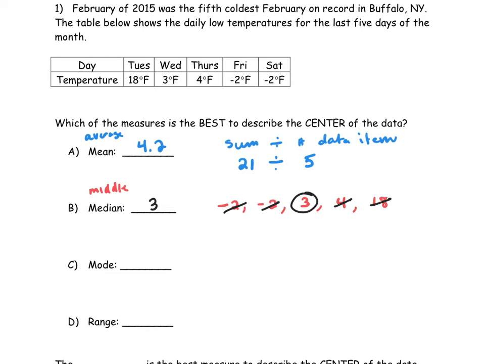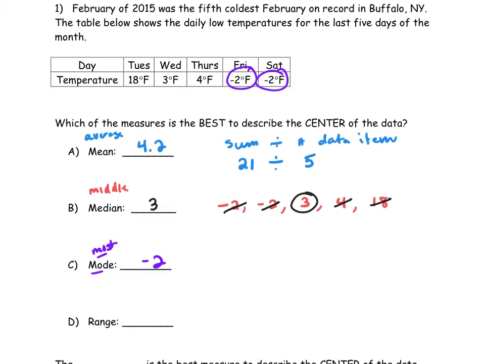Let's move on to the mode. As we look at the data, you can probably see either from the list that we just created, or you can look up the chart and see that there's 2 -2s. So that is the number we see the most, and that's the clue word for mode. So -2 is the mode.